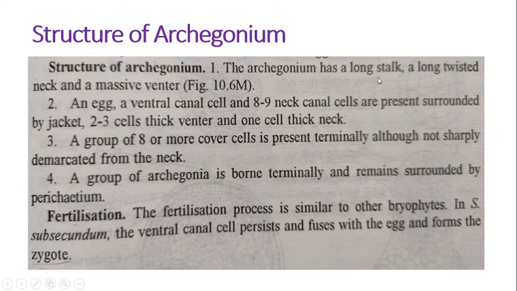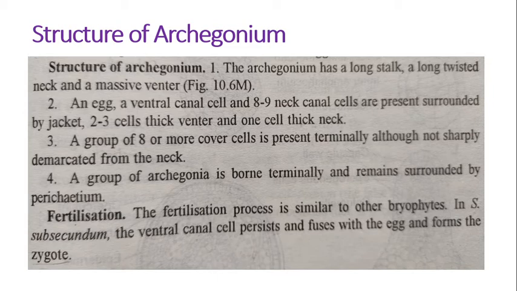So the archegonium has a long stalk, as we have discussed, and it shows the venter. Inside the venter, the egg and the ventral canal cell are present. 8 to 9 neck canal cells are present, surrounded by the jacket. The archegonium also shows cover cells, 8 or more than 8, present at the tip. The group of archegonia are borne terminally, at the apical position, and they always remain surrounded by some leaves, known as perichaetial leaves. Okay, so we have seen the structure of the archegonium.